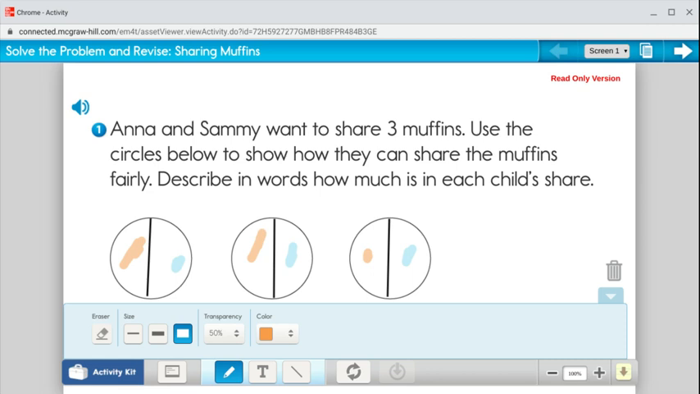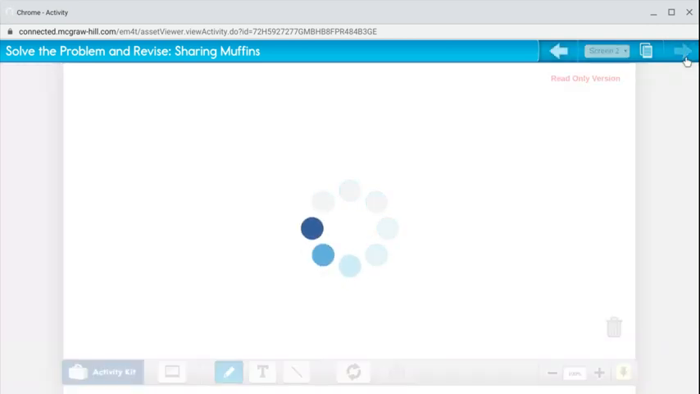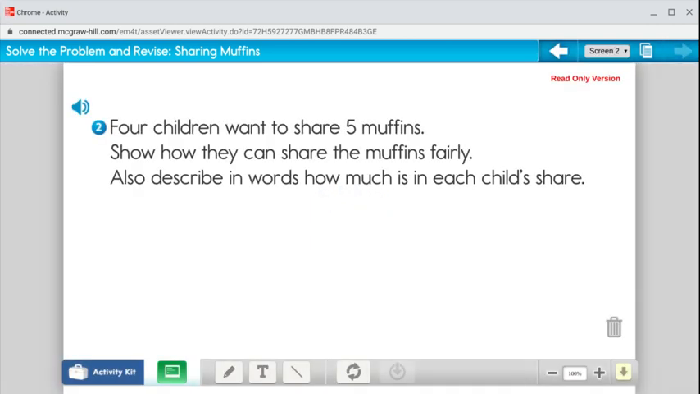So this one was 2 people and 3 muffins. The one that you are going to work on is this next one right here. This time you have 5 muffins. So you have 4 children and they need to share 5 muffins. So you're going to draw those 5 muffins right across the bottom, and you are going to figure out how to share those 5 muffins with 4 children.